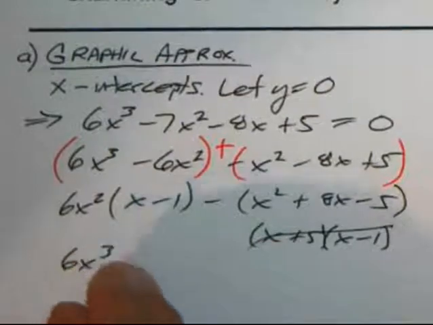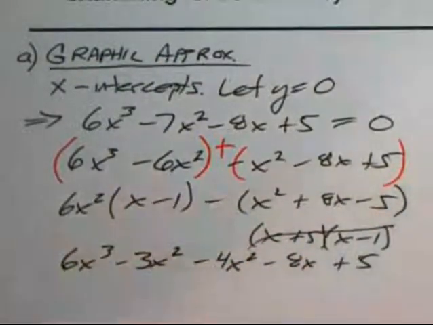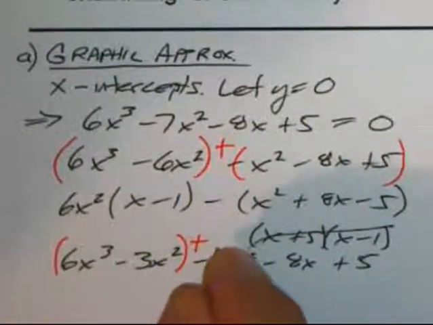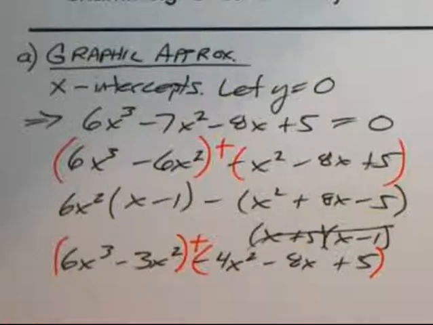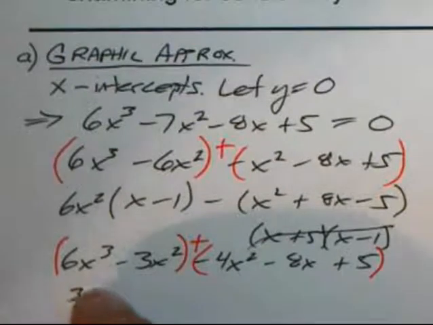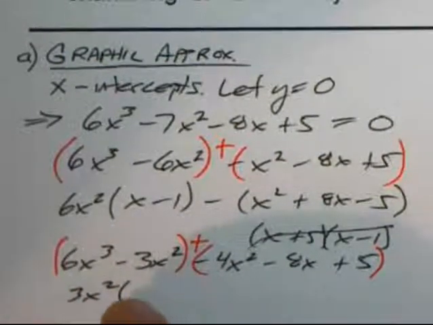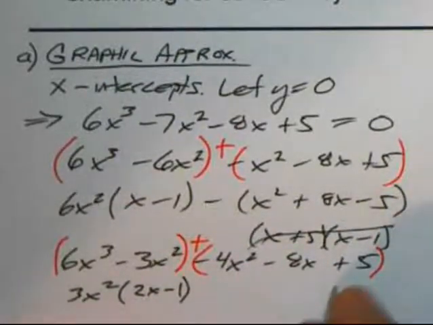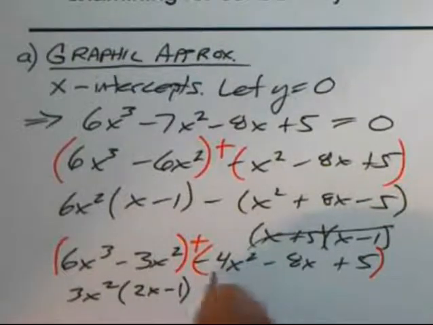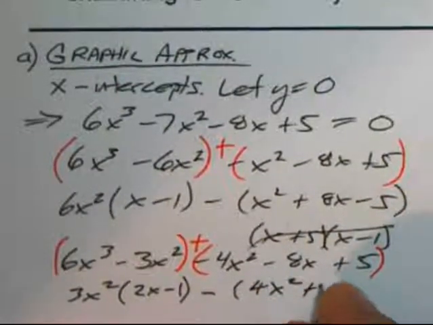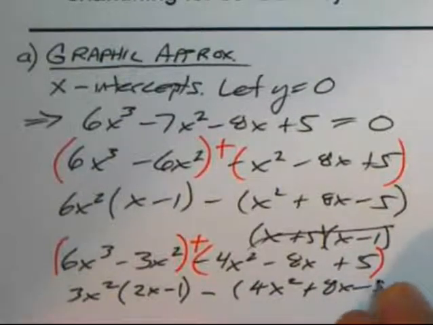So here we start off with this. And now the groupings will be these two and then these three. Here is that 3x squared common factor, leaves behind, let's see, 2x minus 1. Alright, here, once again, a negative leading coefficient is a little confusing, so just take a negative 1 out at first, and that leaves behind 4x squared plus 8x minus 5.